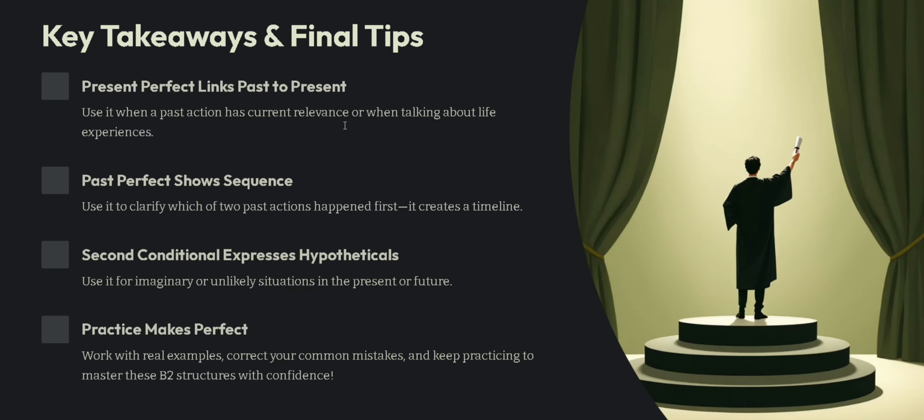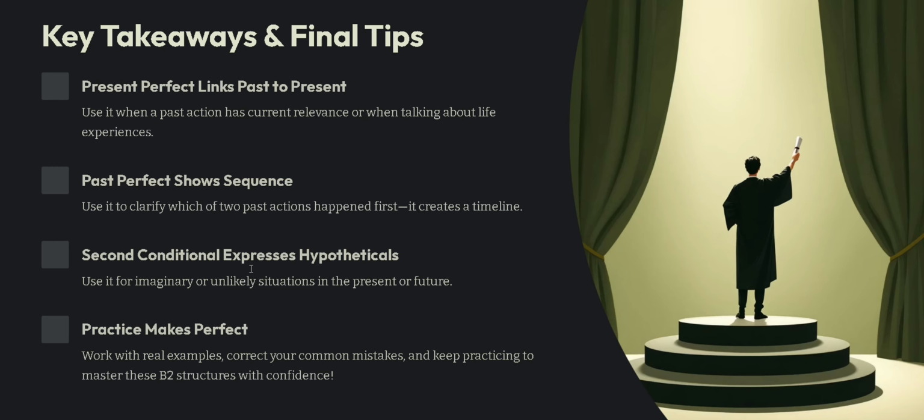Some key takeaways and final tips. In present perfect, always try to connect past to present. So you can use it when a past action has current relevance or when you are talking about life experience. So present perfect. I have been, I have eaten, I have watched. Past perfect is to show a sequence. So as you can see, you need to use two sentences in which you're going to explain what happened first and then create a timeline showing what happened after that.